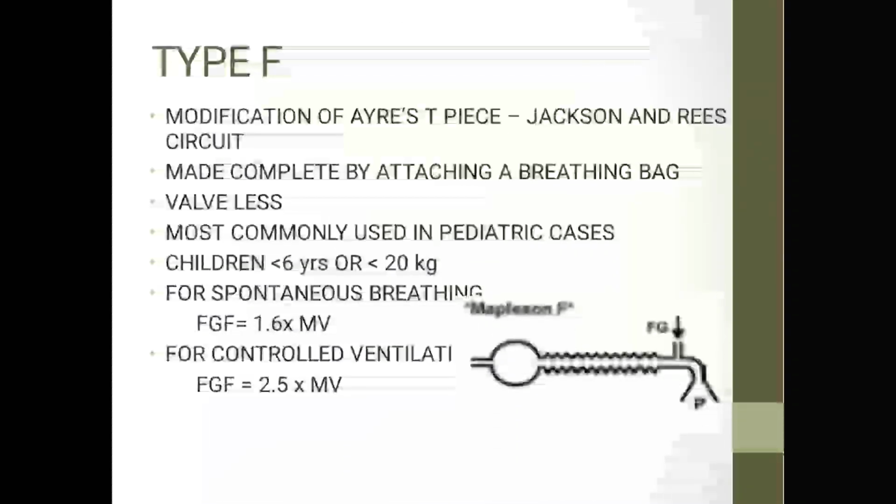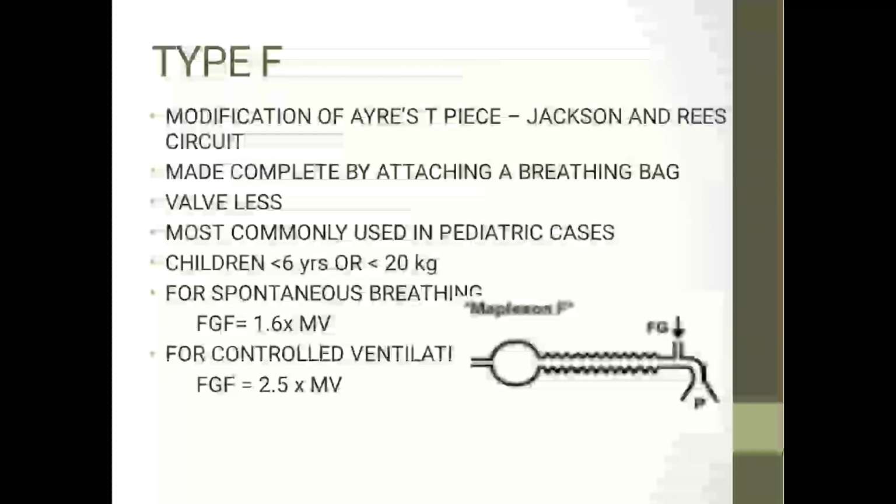And next we have type F, which is a modification of Ayre's T-piece, called the Jackson and Rees circuit. It is made complete by attaching a breathing bag, and it is also a valveless circuit. It is most commonly used in pediatric cases, where the children are below 6 years or below 20 kgs. For spontaneous breathing, the recommendation for fresh gas flow is 1.6 times the minute ventilation, and for controlled ventilation, it is 2.5 times the minute ventilation.